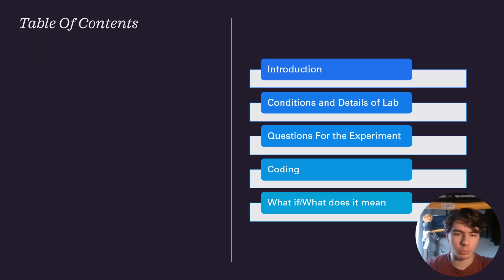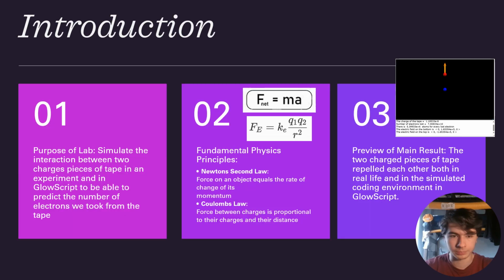So here's just a quick table of contents. First off, I'll be going over the introduction, some conditions and details of the lab, the questions for the experiment, the coding process, as well as answering the questions what if or what does it mean.